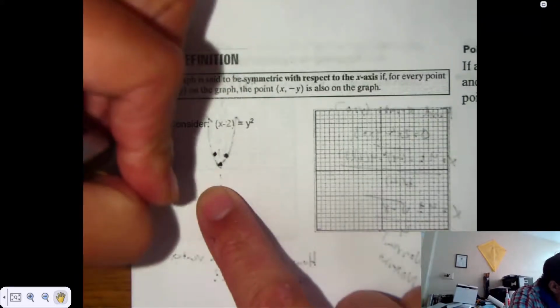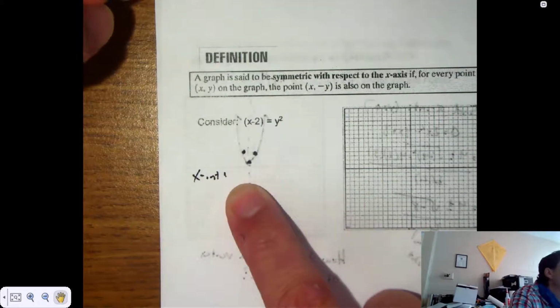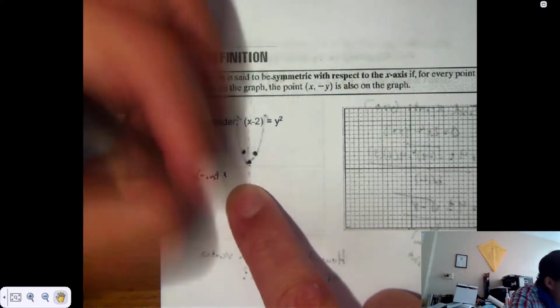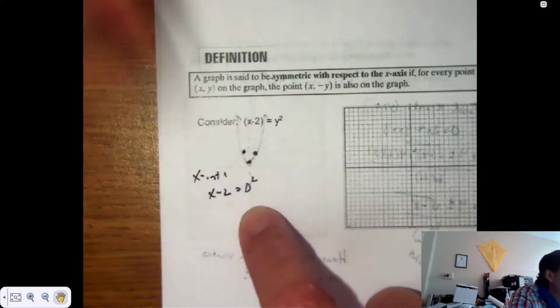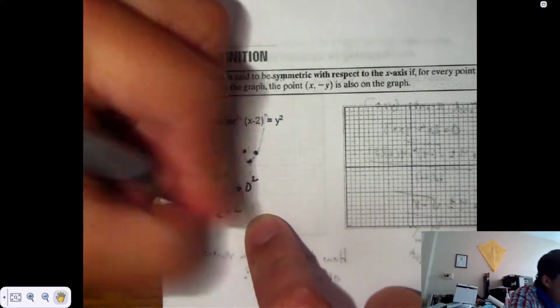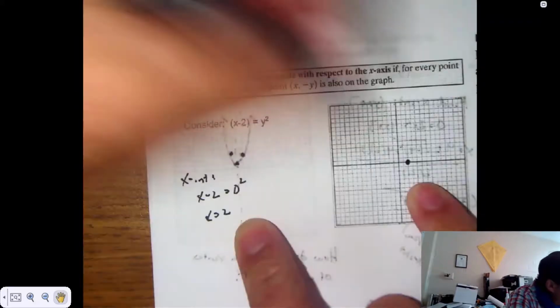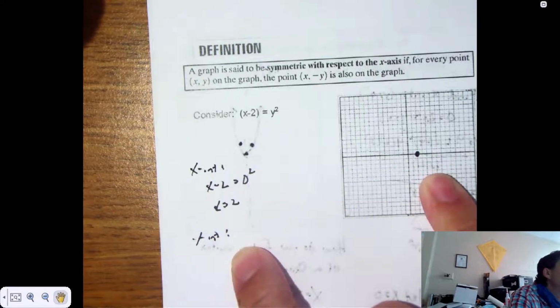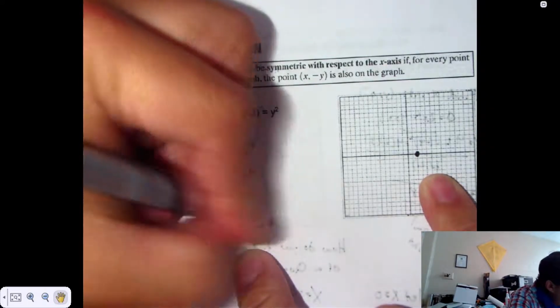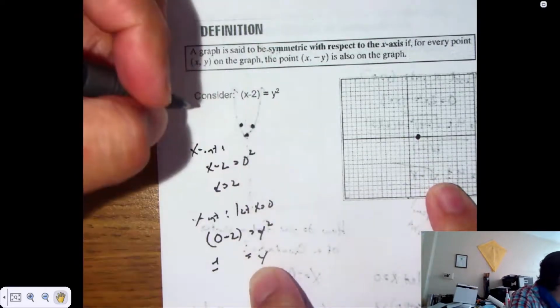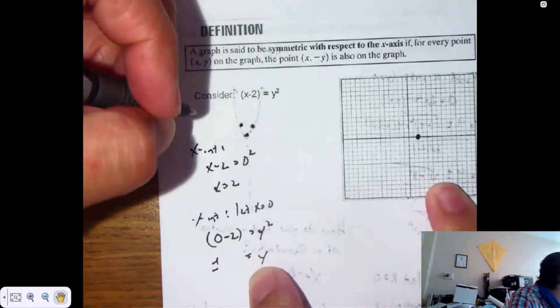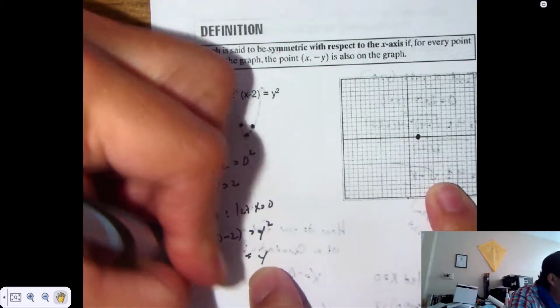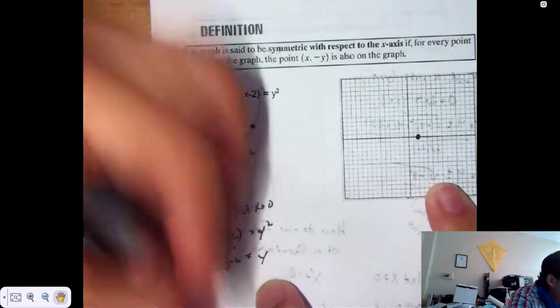Find our x-intercept. How do we find an x-intercept? Plug in a 0 for y. X minus 2 is 0 squared, so it's at x equals 2. Find a y-intercept. How do you find a y-intercept? Let x be 0. So 0 minus 2 equals y squared. Well, this is going to be ugly. Y would be plus or minus root what? Root 2. Root of negative 2. So it's imaginary.